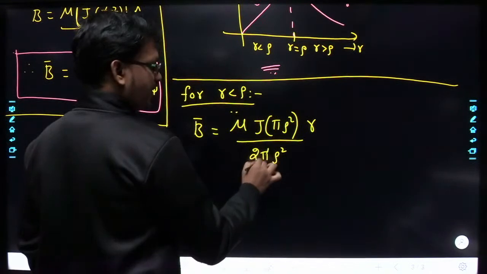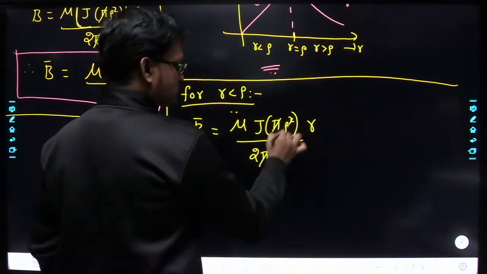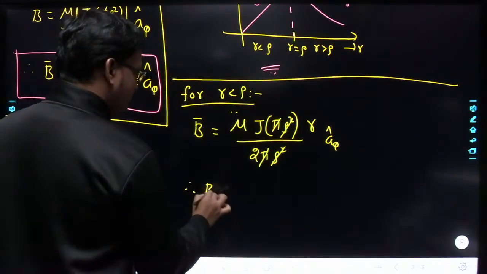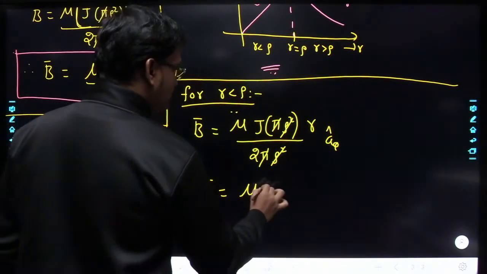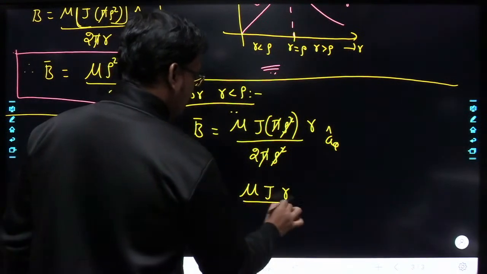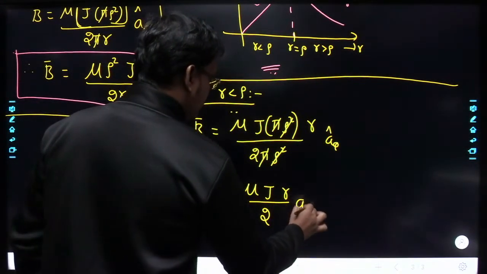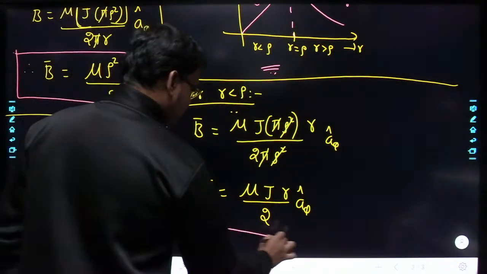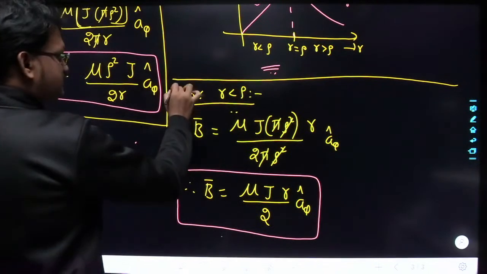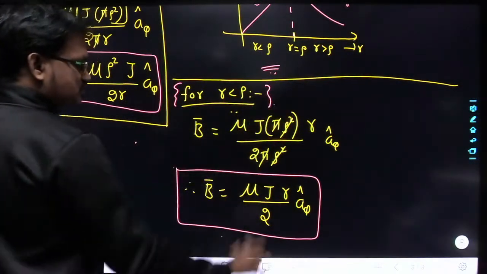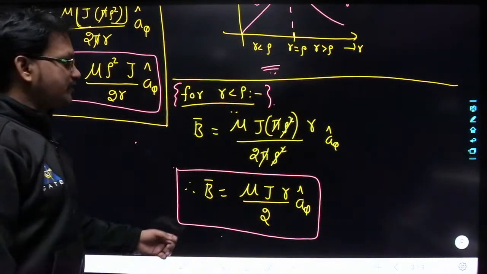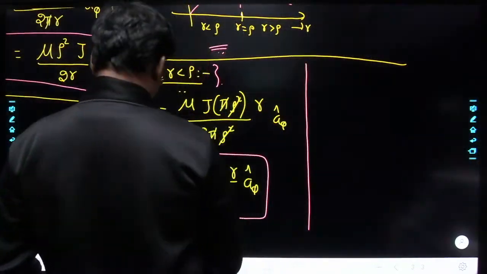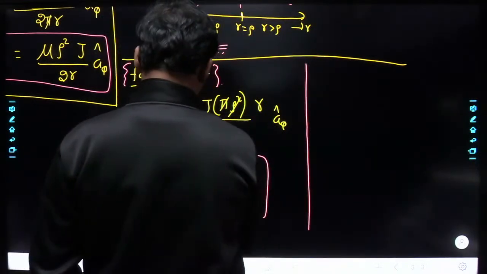Here pi will get cancelled, rho square will get cancelled. Therefore B field is equal to mu J r divided by 2, in the phi cap direction. So this is the expression for B field inside the current carrying wire in terms of J bar. Understood?